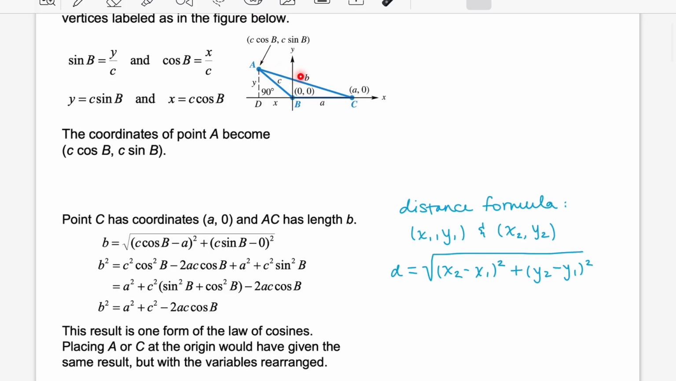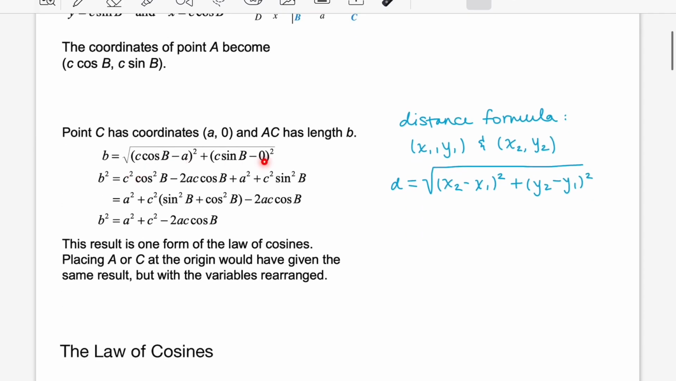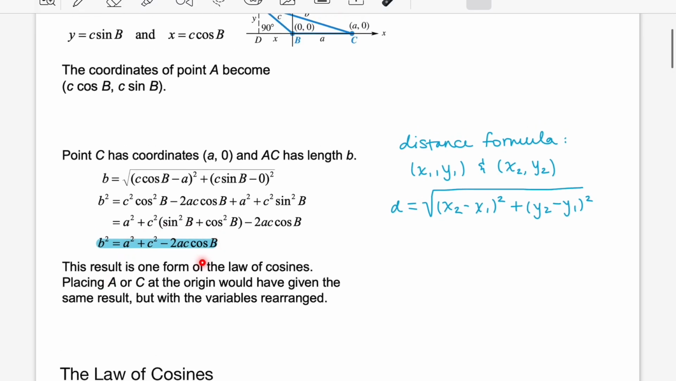Notice that this length b is the distance between this point A and this point C. So if we use the distance formula, we get this here: x2 minus x1, plus y2 minus y1. Now simplifying this a little bit, we end up with b squared equaling this expression. This result is one form of the law of cosines, and placing a or c at the origin would have given the same results, but with the variables rearranged.